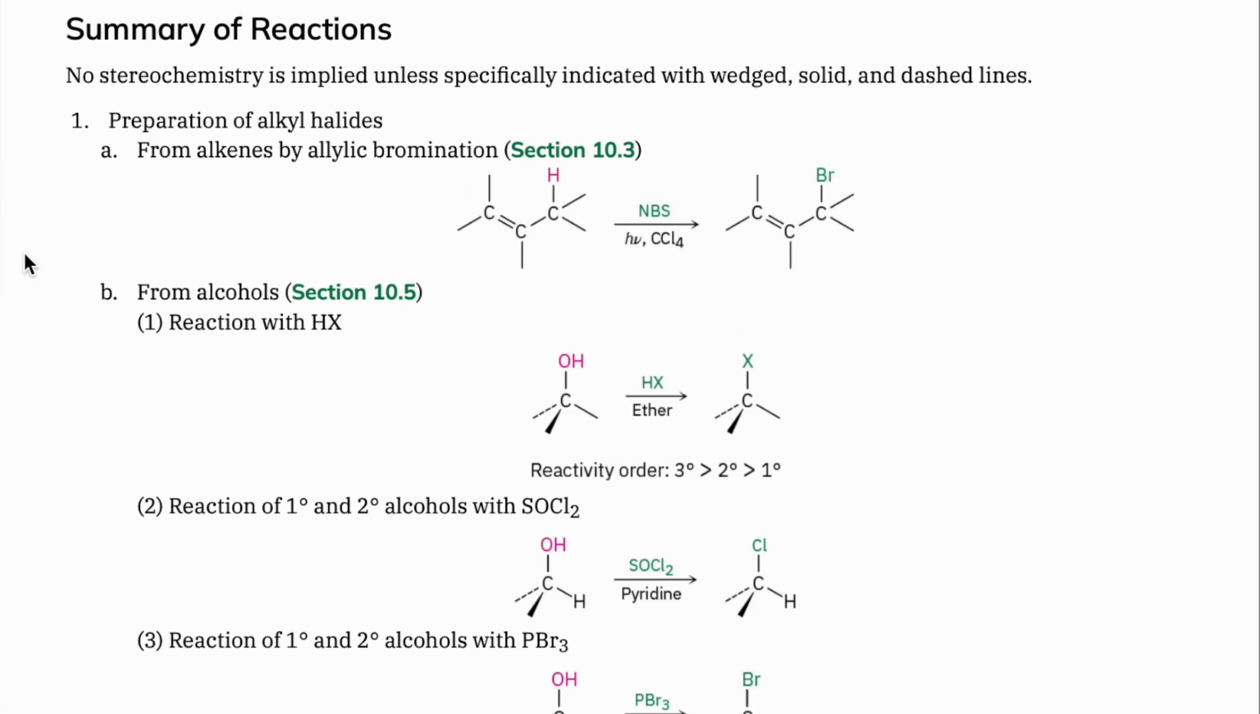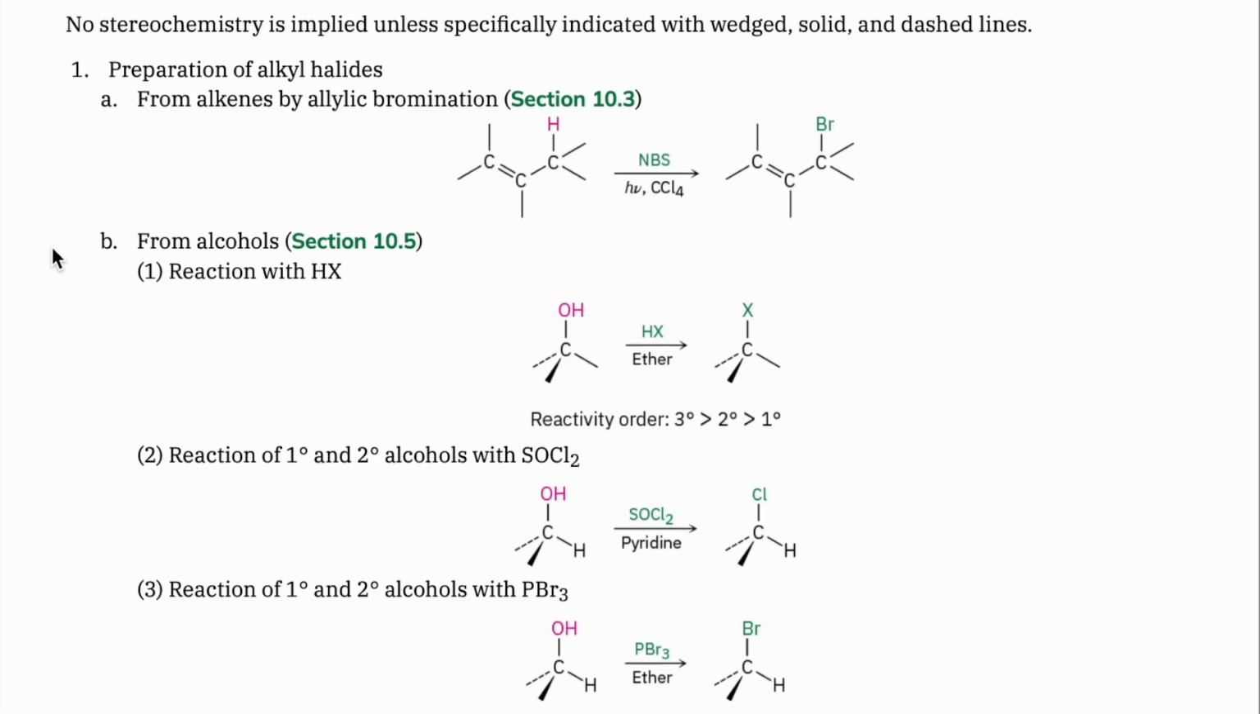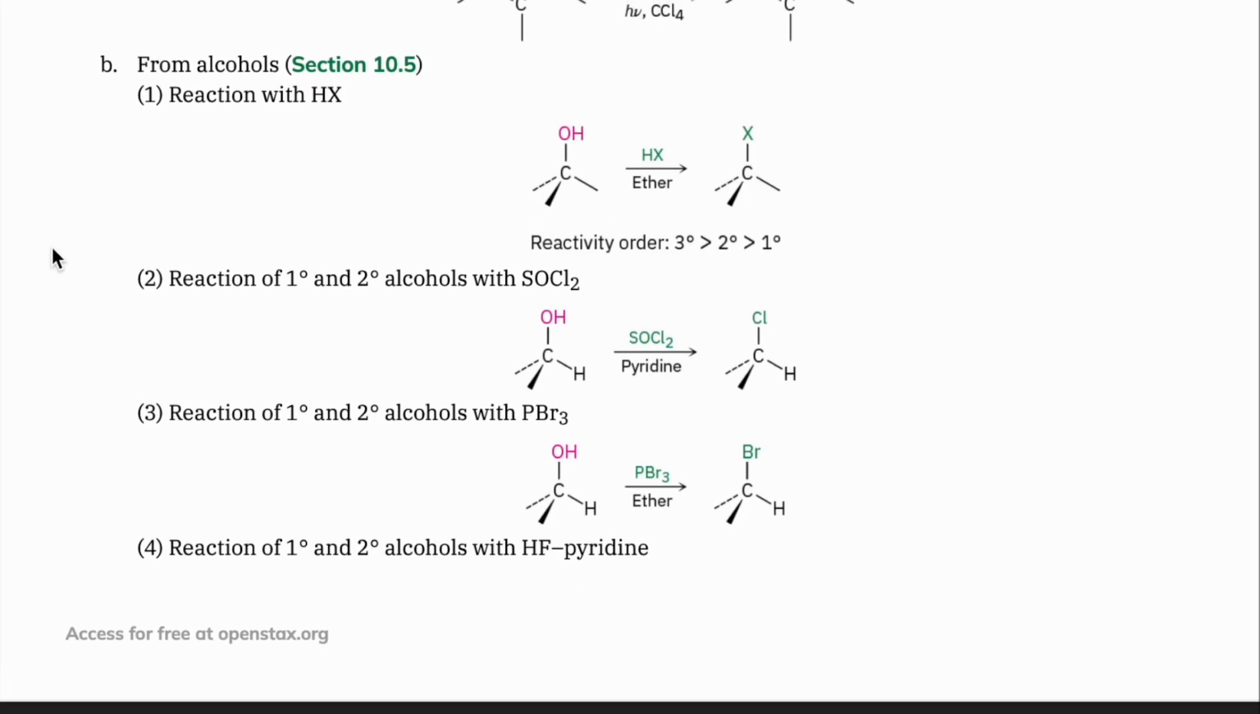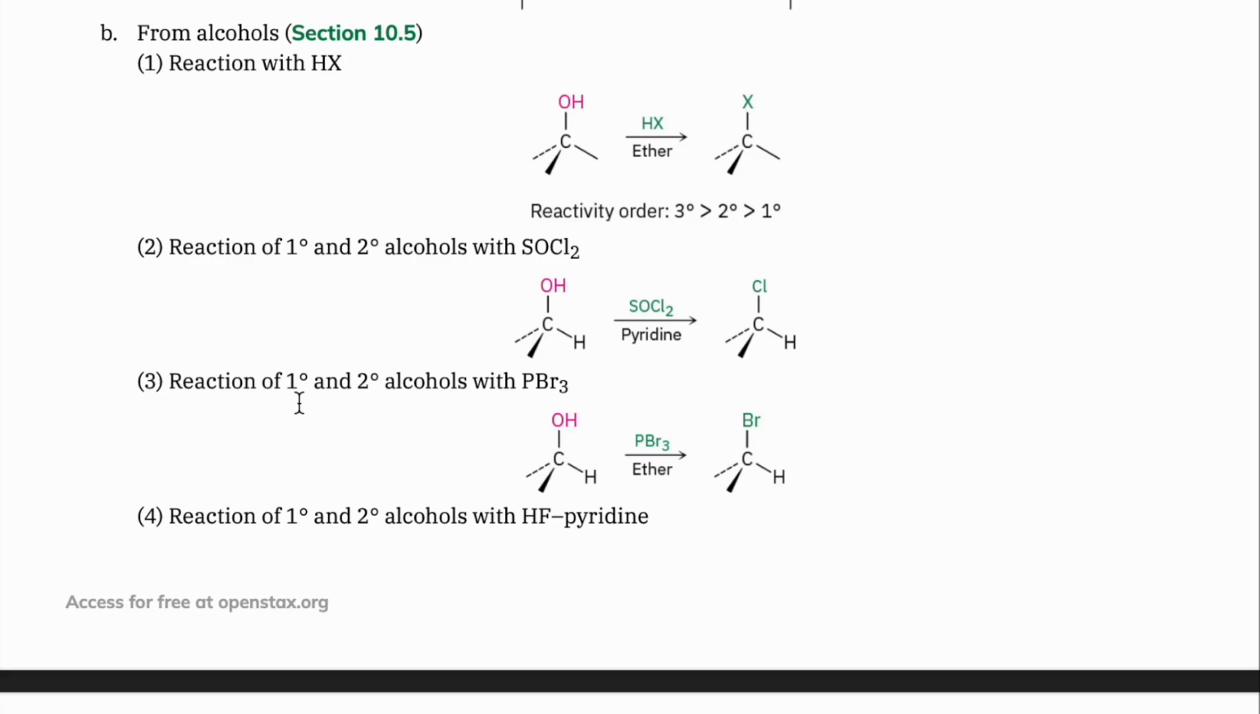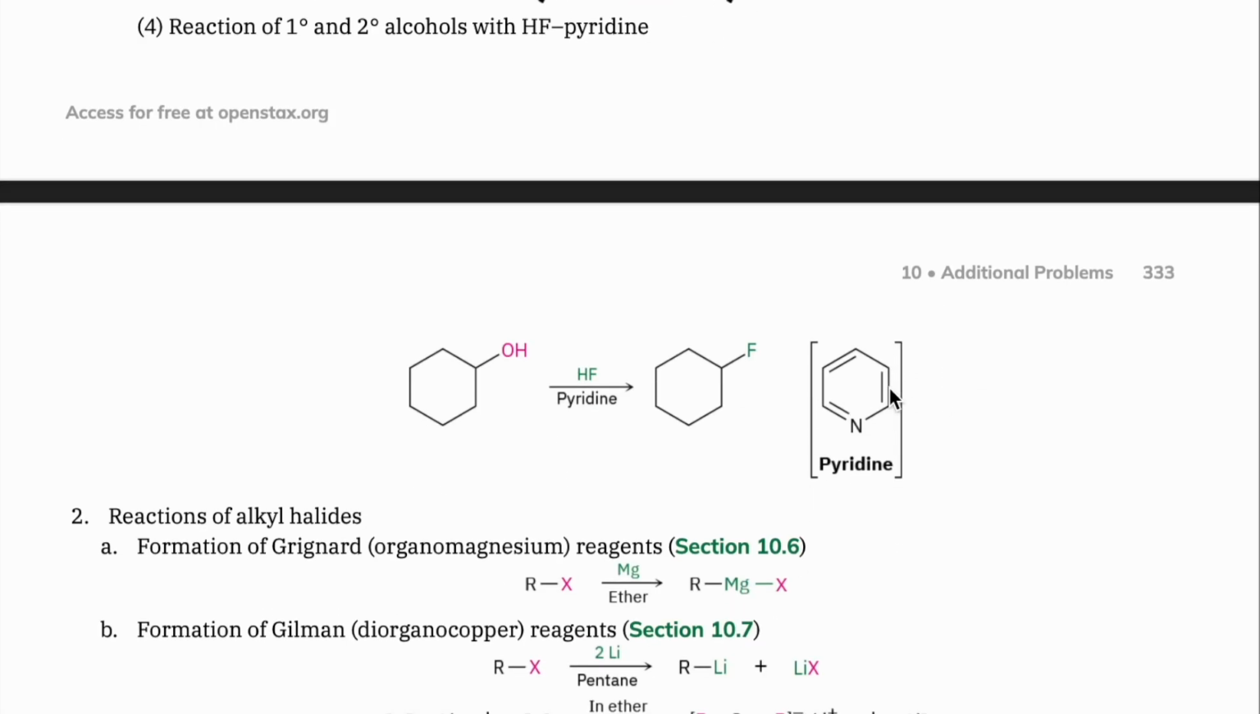So here is the summary of reactions in the back of your chapter here. If you have a tertiary alcohol, you're going to be using HX, so either hydrogen bromide or hydrogen chloride, to form that. If you have a primary or secondary alcohol, they would do better with these other reagents. To get the chloride, you would use something called thionyl chloride, SOCl2 in pyridine. To get the bromide, you would use PBr3 in ether. And then to get the fluoride, you would use HF in pyridine.